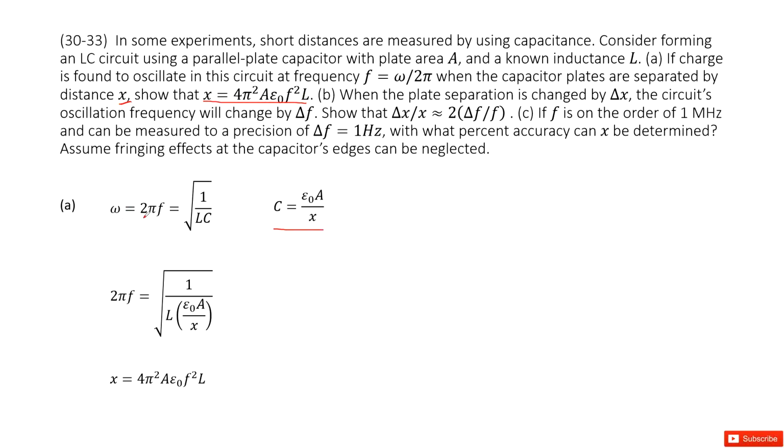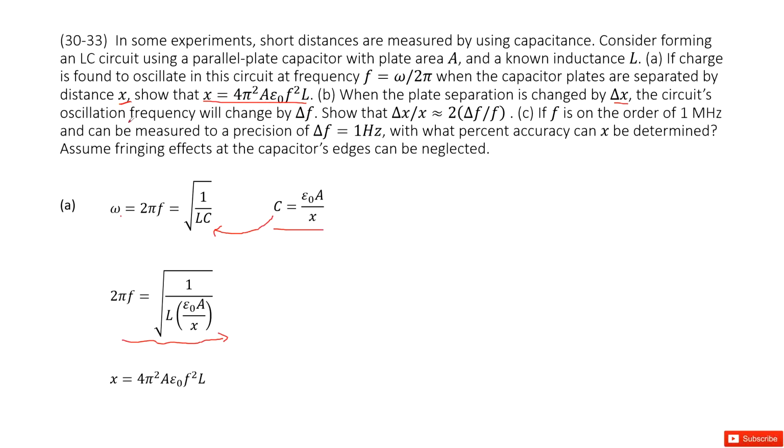Normally, the frequency of the LC circuit, we can write it there. As we know, the angular frequency for the LC circuit can be written as 2 pi f equal to square root of 1 over LC, right? Now you can input C inside, so the equation looks like this one. Now, just reorganize this equation. We can get the function for x just equal to 4 pi squared A epsilon naught f squared L. So proved.